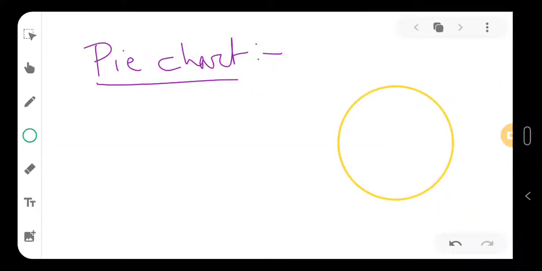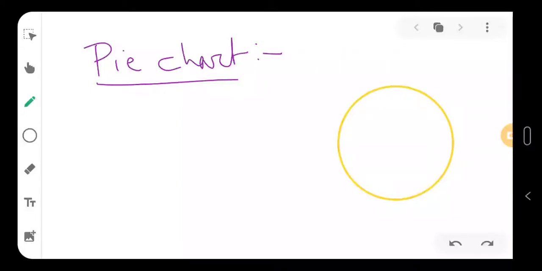You know that we do some separation in our pizza in order to distribute them, right? But in this case, the separation can be different. Let's say the separation can be like this. Let's say the separation can be like this. So that depends on the contents or the data that we are taking.